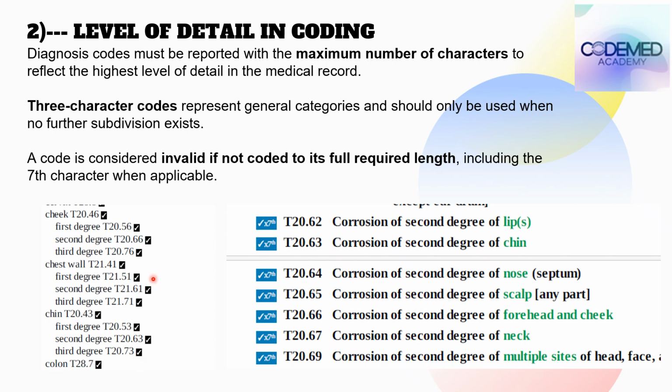So let us take this example. In the alphabetical index, you will see a code like T20.66, and this code talks about the second degree. Now, if you are in a hurry and you just pick up this code and write it, it is an invalid code. Because in the tabular list, if I go, it talks about corrosion of the second degree of the forehead and cheek, and this particular code requires a 7th character. So we need to add the 7th character, then only this will be a valid code.